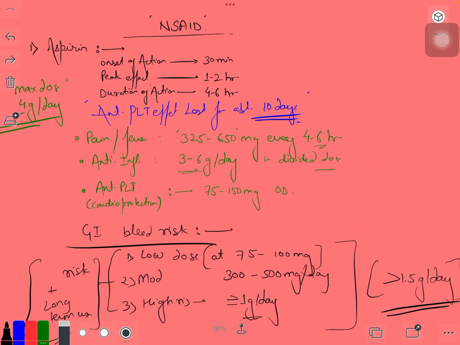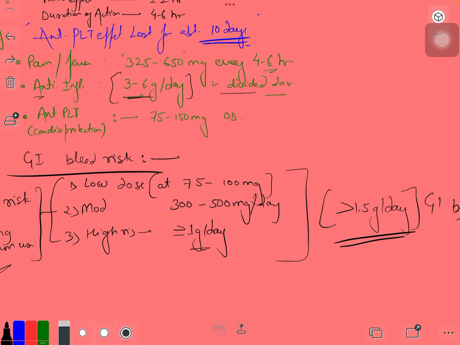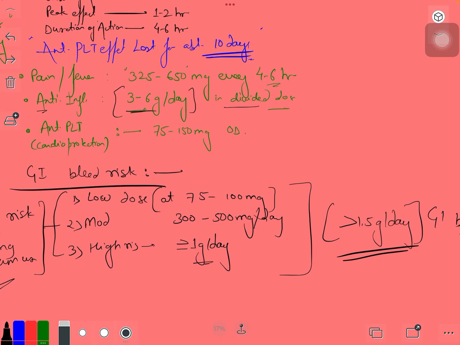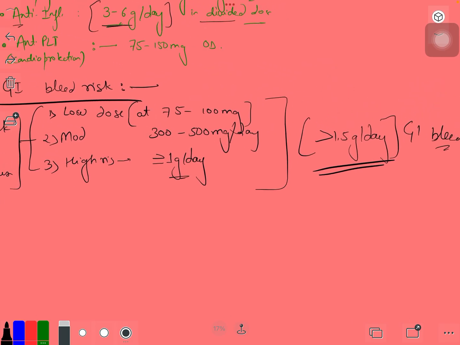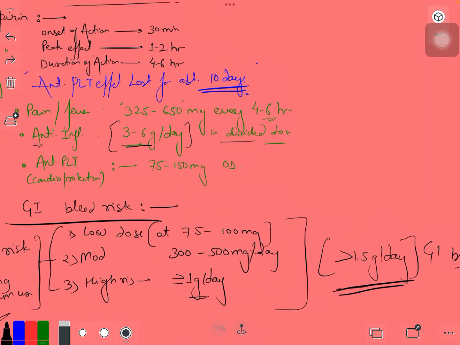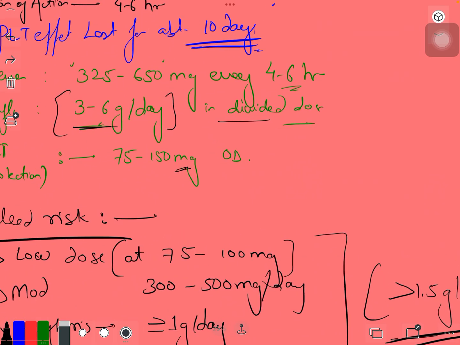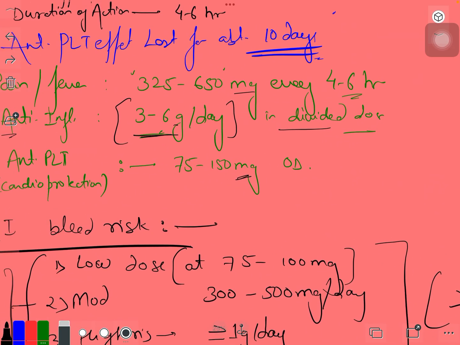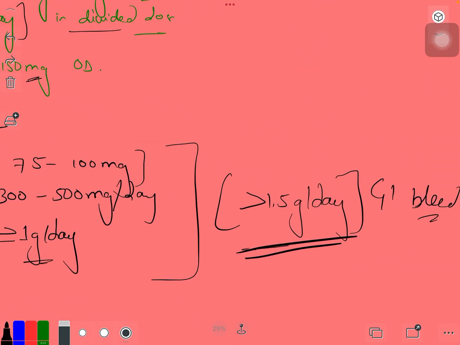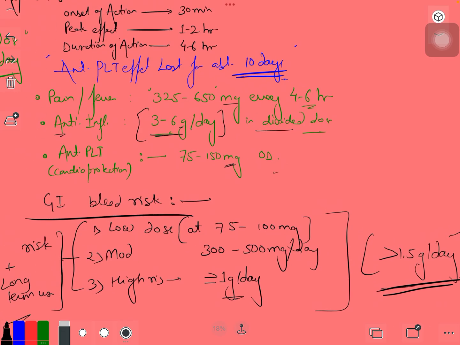So we just said that we need about 3 to 6 gram per day for the anti-inflammatory effect, that too in divided doses. When we do that, there will be a high risk of causing GI bleed, because GI bleed will occur somewhere around 1.5 gram per day. For pain and fever and the antiplatelet effect, there is no such problem at all. These are milligrams, this is about gram, and this is again gram. So for pain and fever and the antiplatelet effect, you can give.